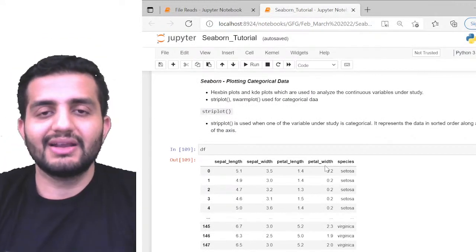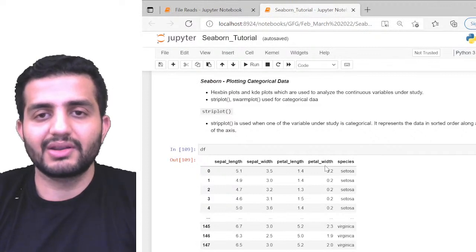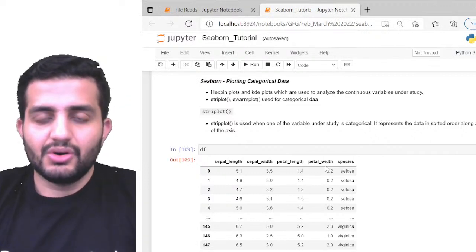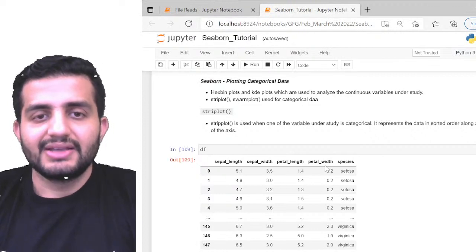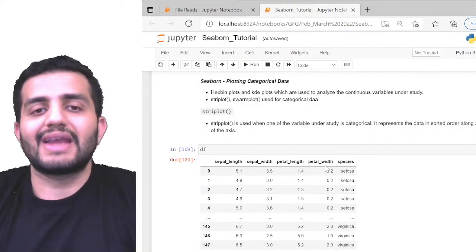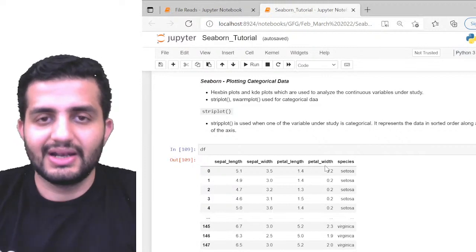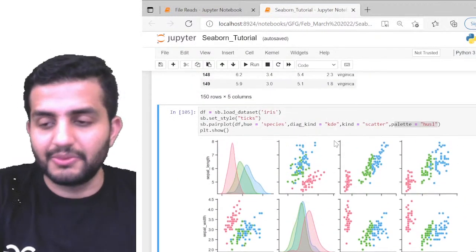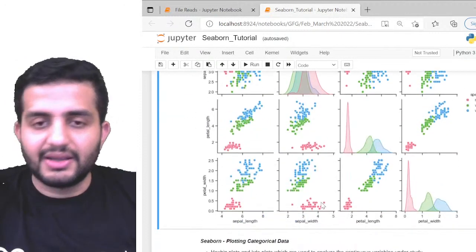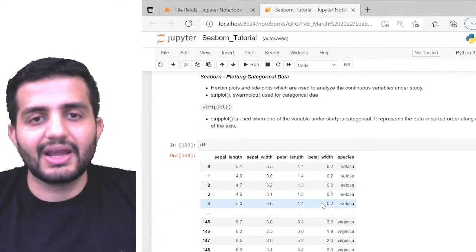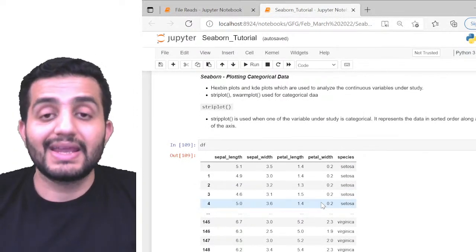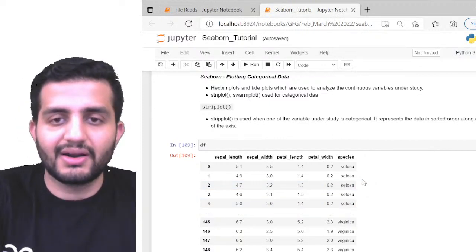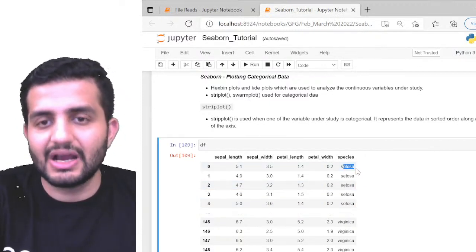Moving ahead, now plotting the categorical data. So how are you going to plot the categorical data here? As I said, hexbin plots and KDE plots are used to analyze the continuous variables under study. So here we're going to be using strip plot and swarm plot for categorical data. Till now we were plotting only the numerical values, but here we have two different plot categories, strip plot and swarm plot, for my categorical data. Even for categorical data like Setosa, we have to plot something, so we'll see how we can plot this.